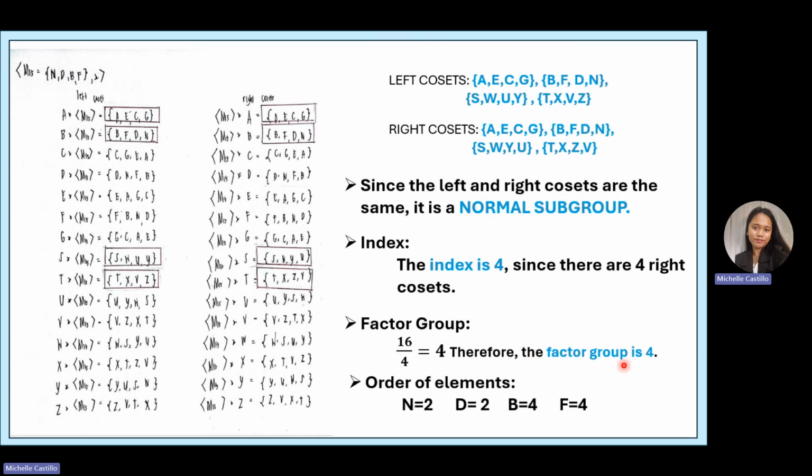Then for the order of the elements, we have here n and d is equal to 2, since these two elements need to be operated with themselves twice in order to get the identity element n. Since n star n is equal to n, then d star d is equal to n. While b and f have order equal to 4, since b and f need to be operated with themselves 4 times in order to get the identity element n. b star b star b star b is equal to n, same as with the element f.